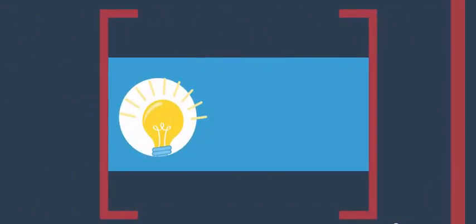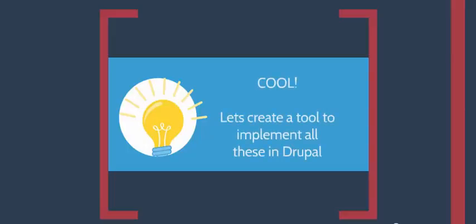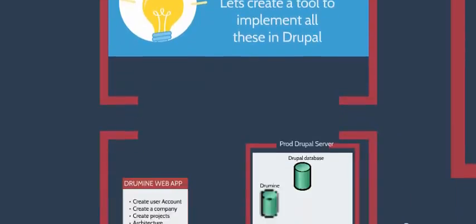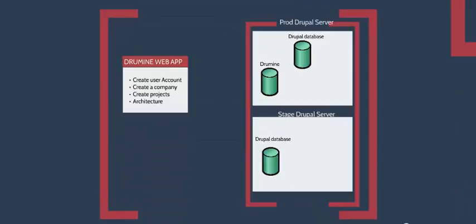With all this information, we start the creation of our tool, Drumine. You can think of Drumine as a two-step solution. First, we have a Drumine web app where you can create user accounts, create a company, create projects for that company, and decide which architecture you want to use for your project. I mean, prod, stage, and dev environments, or only prod and local environments.